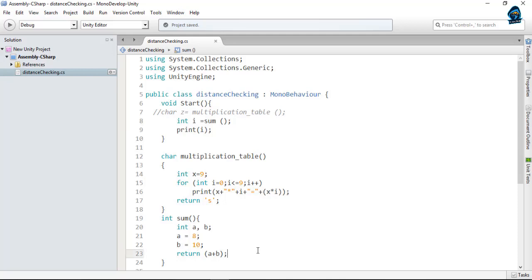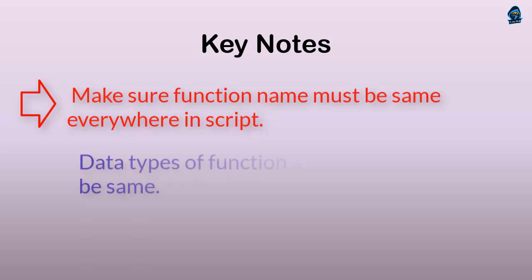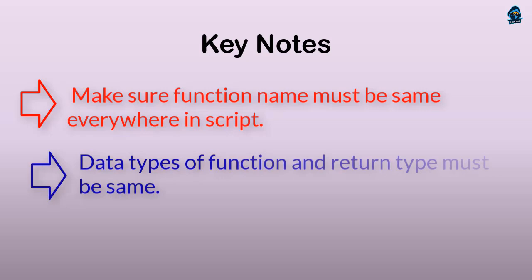At the end, I would like to add some keynotes that you have to care about while using these functions. The very first thing, make sure when you're calling the function, its name must be the same as the name used in the function declaration. If you are using a function of type integer, it must return some integer value. It cannot return a character value.